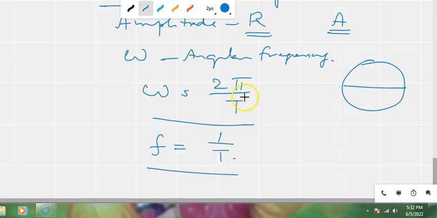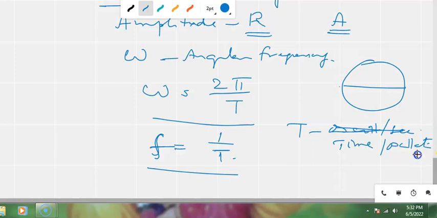That means this is one revolution, the number of oscillations per period. T is the time per oscillation, and f is the number of oscillations per second. So f is 1 over T.